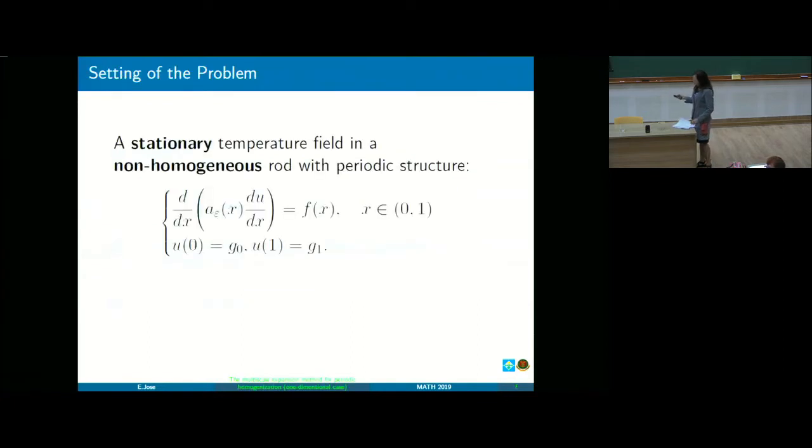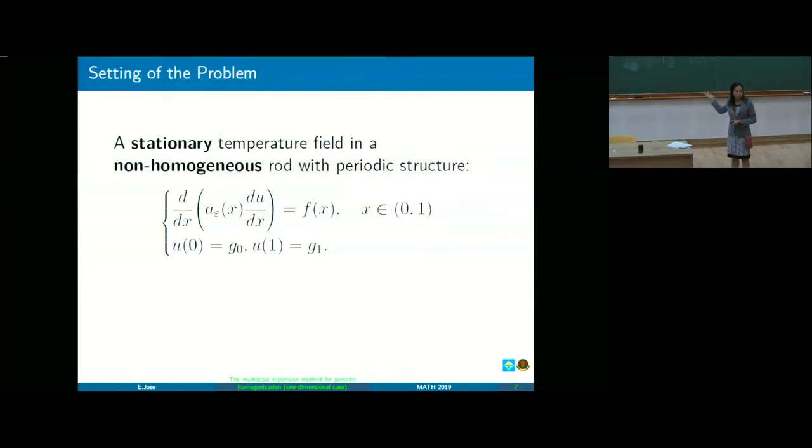Okay, so this is our problem. A stationary temperature field in a non-homogeneous rod with periodic structure. So I think you are familiar with the heat equation, of course. So say you have a domain, interval 0, 1. So it is governed by this PDE. So this is homogeneous, where our K is the constant conductivity. Okay, so this is the easiest, I think, PDE, the heat equation.